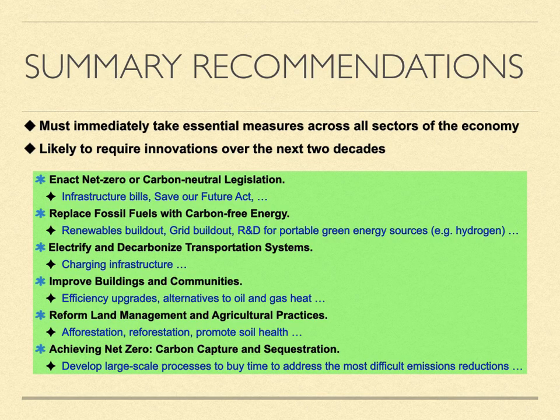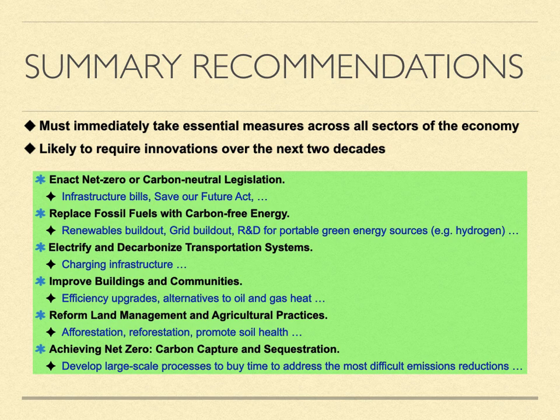So what are the roadmap recommendations? First, we must immediately take essential measures across all sectors of the economy, and second, we are likely to require innovations over the next 2 decades. More specifically, we have 6 recommendations. First is enact net zero or carbon neutral legislation, so things like the infrastructure bills, the Save Our Future Act, and other legislative proposals that have been made to address climate change. All of that is important to get passed and get implemented.